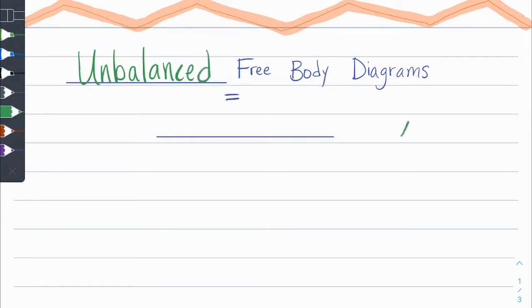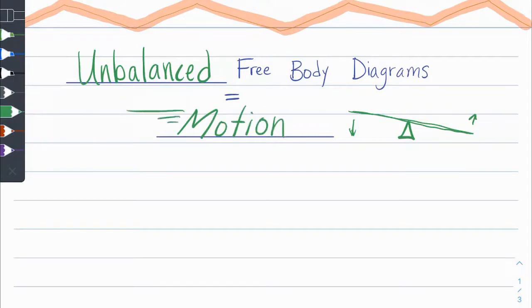So if it's unbalanced, and I get a teeter-totter here, it's not going to stay flat. Instead, you're going to have some type of motion happening. One might be going up or down, depending on how it's unbalanced. So with unbalanced free body diagrams, there is motion. I'm going to draw some motion lines here to accentuate the motion that's happening.